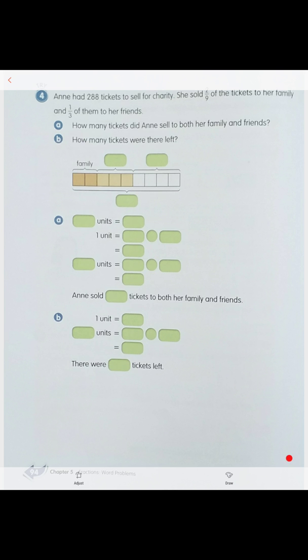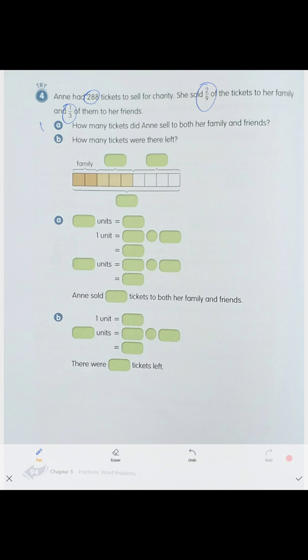Okay, now we learned. Let's try. Pause the video, do it, and let's now do it again. Let's do this problem together. Anne had 288 tickets to sell for charity. She sold 2/9 of the tickets to her family and 1/3 of them to her friends. Very easy. How many tickets did Anne sell to both her family and friends? How many tickets were left?